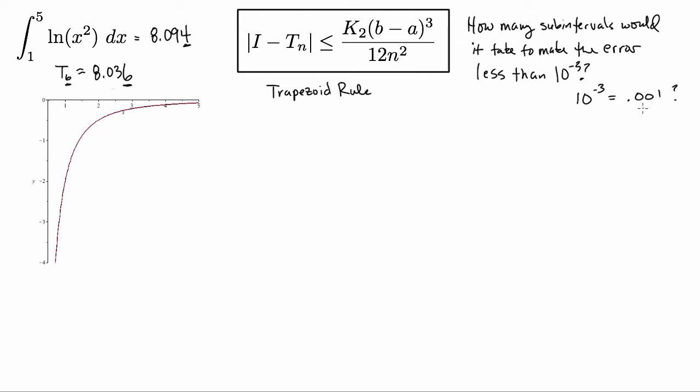How many subintervals, in other words, how large should n be in order to make that work? So this is a little bit different than the midpoint rule problem we did. In that problem, I was just analyzing the error. Here, I already know that I've made some error, and I kind of want to figure out how far I should go to make this better.